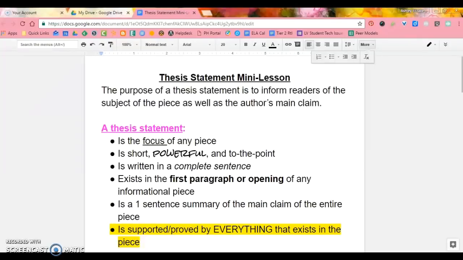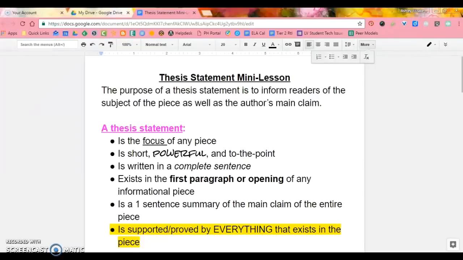It is short, powerful, and to the point. The words that you choose for a thesis statement are extremely important, and they need to make sure that they reflect exactly what you're trying to say. A thesis statement is written in a complete sentence. Everything that you have in your piece should be, but it's for sure in a complete sentence.